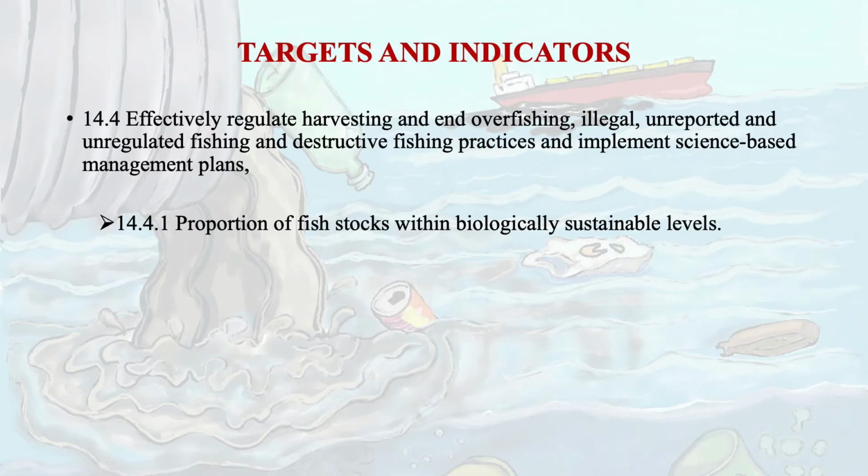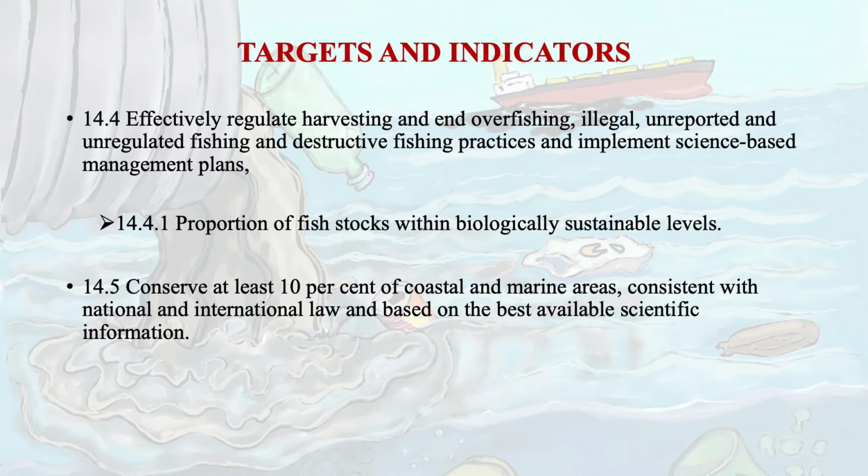To look into the progress of this important target number 4 of goal 14 of the SDGs, the indicator is the proportion of fish stocks within biologically sustainable levels. This is the indicator to look into the progress of this target.